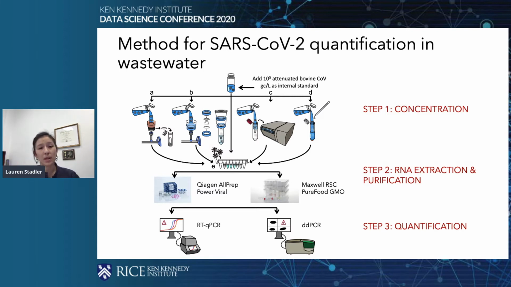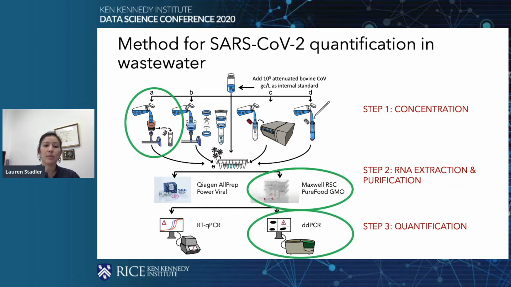The first step is concentration, and we've evaluated 5 different concentration methods to optimize our approach, so we can get the method that yields the most virus from our wastewater samples. Then we've also optimized our RNA extraction and purification, which is the next step, and the quantification of these viral genomes using different methods. These last 2 steps are very similar to how clinical samples are processed.